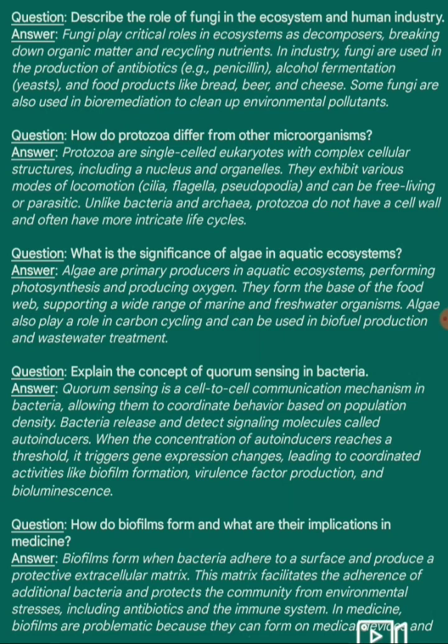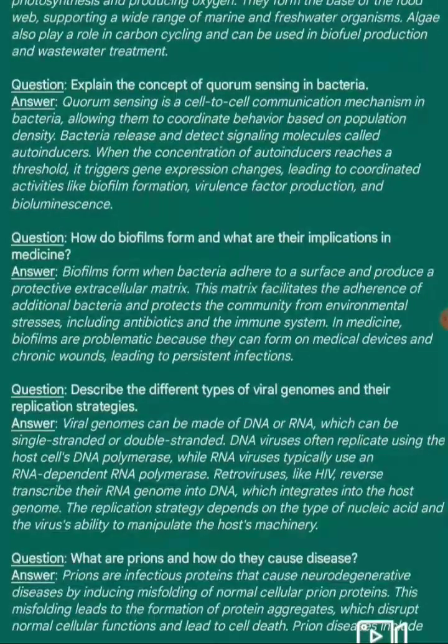Next question. What is the significance of algae in aquatic ecosystems? Answer. Algae are primary producers in aquatic ecosystems, performing photosynthesis and producing oxygen. They form the base of the food web, supporting a wide range of marine and freshwater organisms. Algae also play a role in carbon cycling and can be used in biofuel production and wastewater treatment.